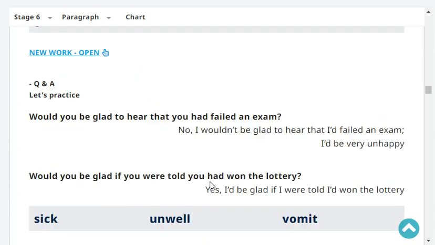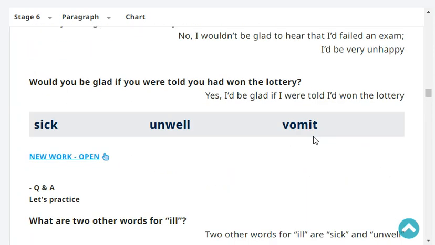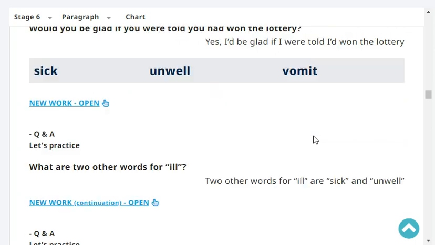Would you be glad to hear that you had failed an exam? No, I wouldn't be glad to hear that I'd failed an exam. I'd be very unhappy. Very good. Would you be glad if you were told you had won the lottery? Yes, I'd be glad if I were told I'd won the lottery. Very good.